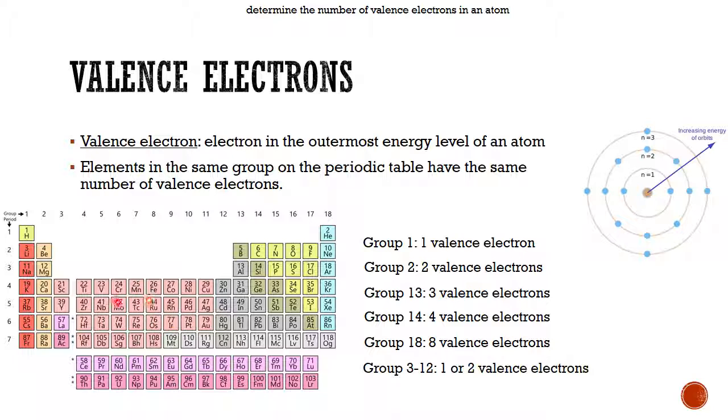Now it's not important at this point that we know which elements have 1, which elements have 2. Much of our learning and discussion at this point about atomic structure, we will exclude these transition elements, as they're called, here in the middle. Most of our discussion will be about groups 1 and 2 and 13 through 18 as we get a basic idea of atomic structure.